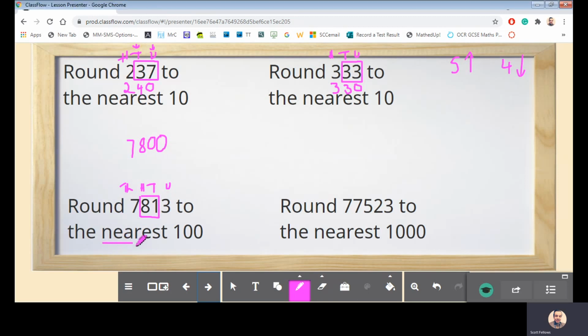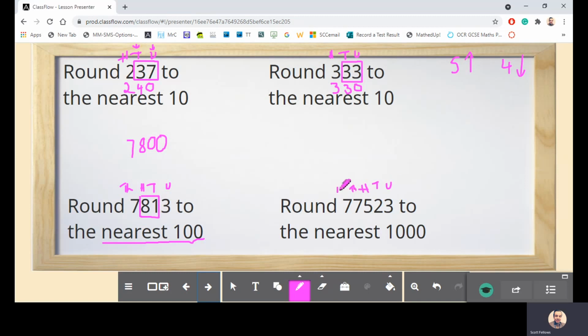If you say the word out to yourself and it's the word 100 at the end, that means you've probably got the right, you round it to the right number. Okay. So round 77,523 to the nearest 1,000. Okay, so units, tens, hundreds, thousands. We've got 10,000s there.